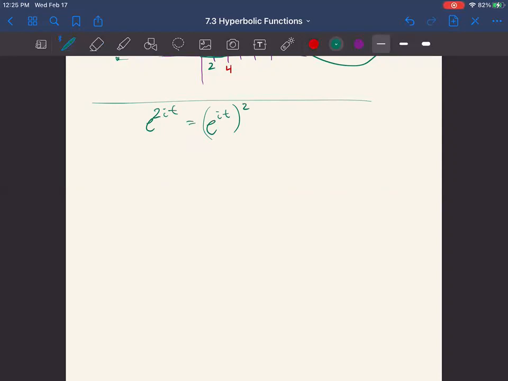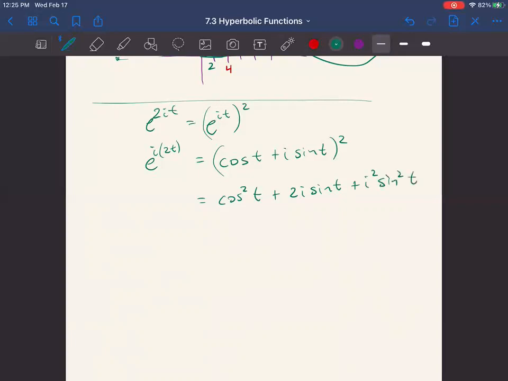Okay, so e to the 2it, essentially e to the i times 2t, is going to equal e to the it squared. So that's cosine t plus i sine t, squared. We agree? This thing squared is cosine squared t plus 2i sine t, right? Plus i squared sine squared t. Just FOIL that thing out, right?